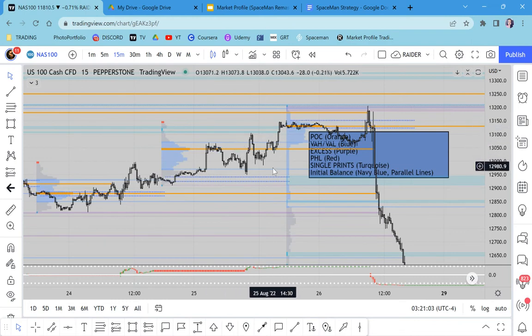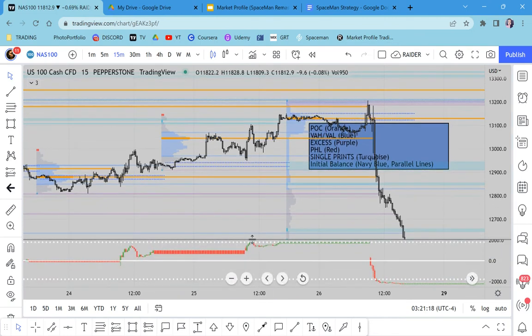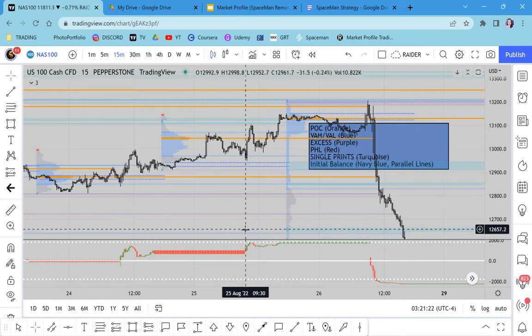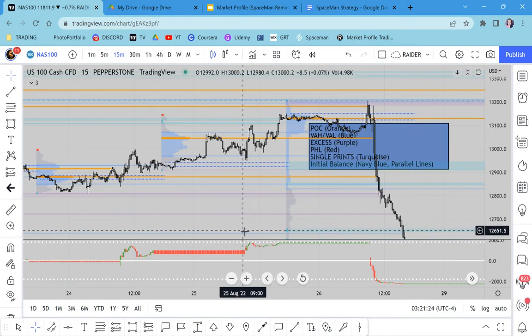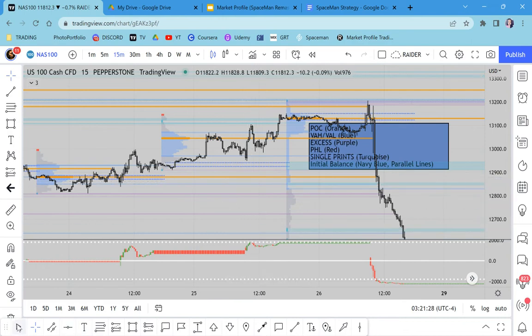Or, depending on what time you wake up and things like that, because this would be like Asian session right here, you might not have seen this. Who knows, depending on if you trade just the New York Open. Let's see. New York Open would have been right here, 9:30-ish.